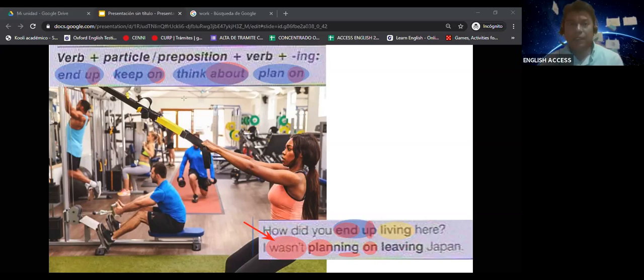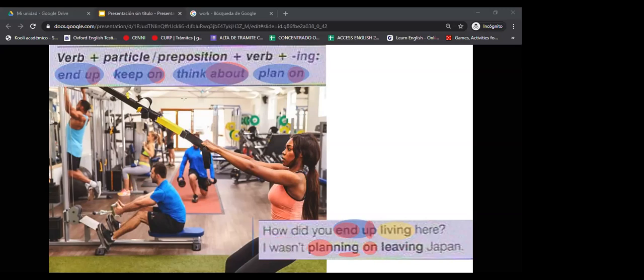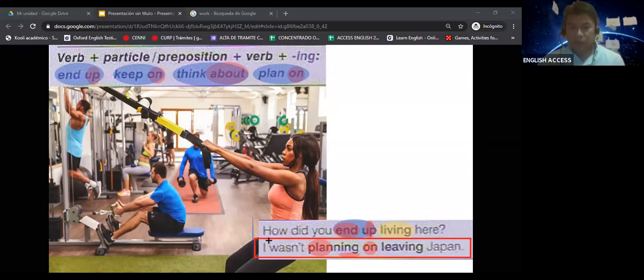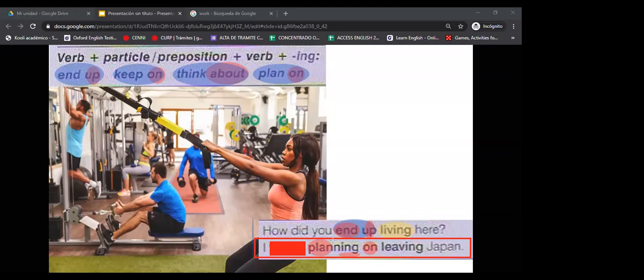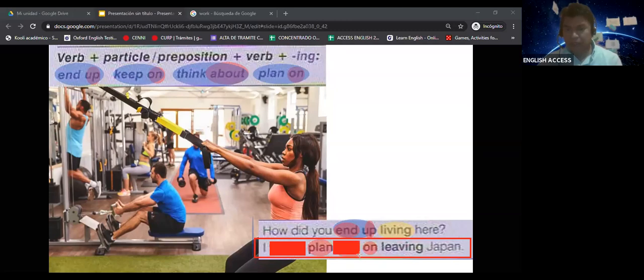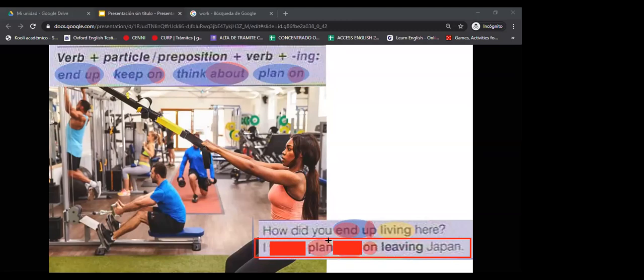Now, this sentence right here is in the past. Was. Yes. I wasn't planning on leaving Japan. The whole thing is in the past because we have the verb wasn't. Now, if I didn't use wasn't, if you say I, then what happens to the verb plan? I plan on. Yes, no ing, right? Remember, the sentence is in the past. So what do we need to do?